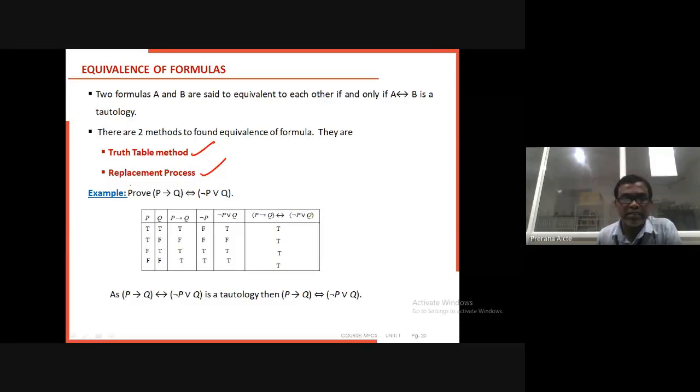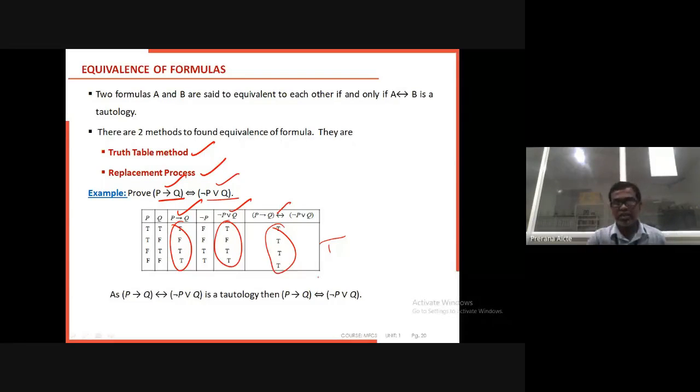Suppose we are asked to prove P implies Q is equivalent to negation P or Q. Just construct the truth table for P implies Q as well as for negation P or Q. If you are getting the same truth values, true, false, true, true, and true, false, true, true, then I can simply say that they are equivalent. The other approach is to connect them by means of biconditional. If you get all truth values as true, that is a tautology, then I can say that they are equal.